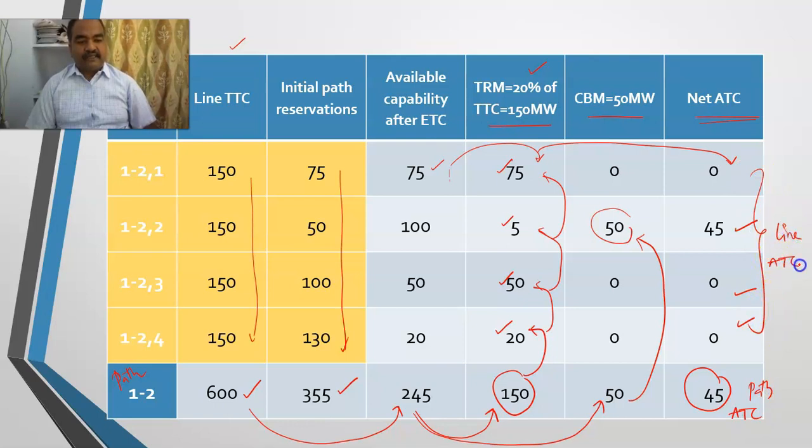Now the third question states that, is there any possibility of transmitting 50 megawatts of power over this entire path? No, there is no transferability. If you want it, you should either reduce this CBM, or you are supposed to reduce this one, or you are supposed to curtail any of these transactions. That is the only possibility for transmitting 50 megawatts of power.